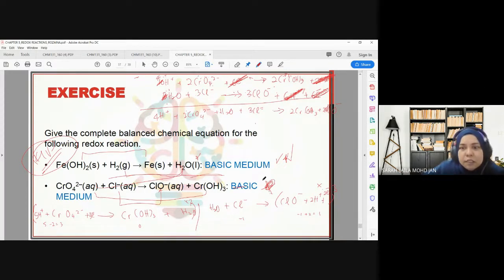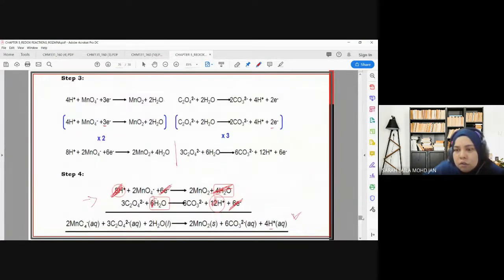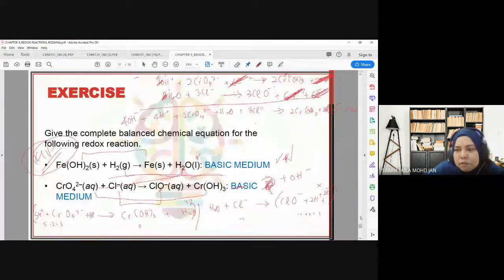Bila basic, kita kena tambah. Bila dah siap ni, tambah OH negatif. So OH negatif nak tambah kat mana? Yang ada H plus. So tambah banyak mana? Tambah 4 OH negatif, kiri dan kanan. Sini pun 4 OH negatif. Saya buat kat bawah dia. Tambah 4 OH negatif. Make sure kita tambah kiri dan kanan.